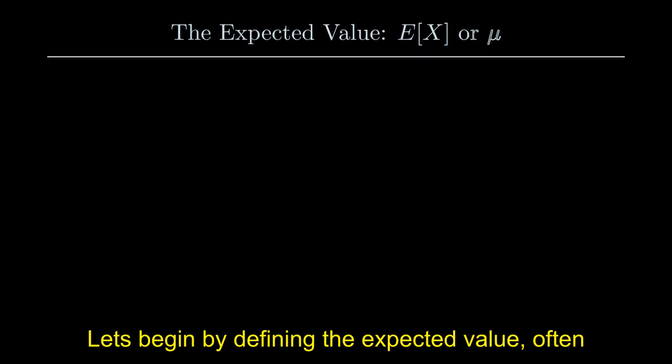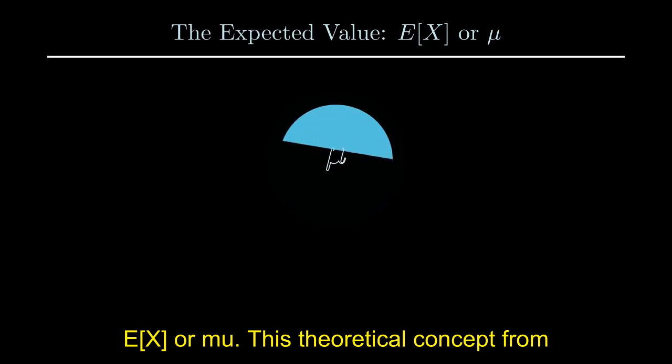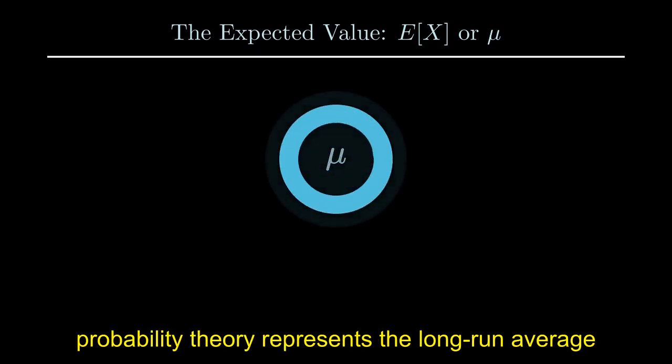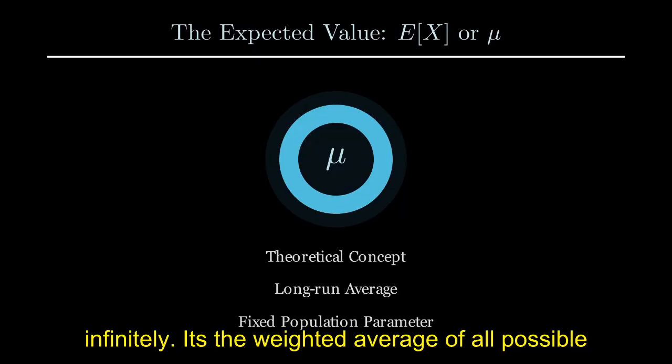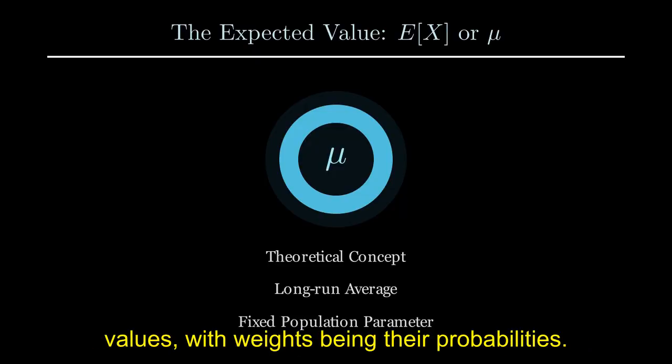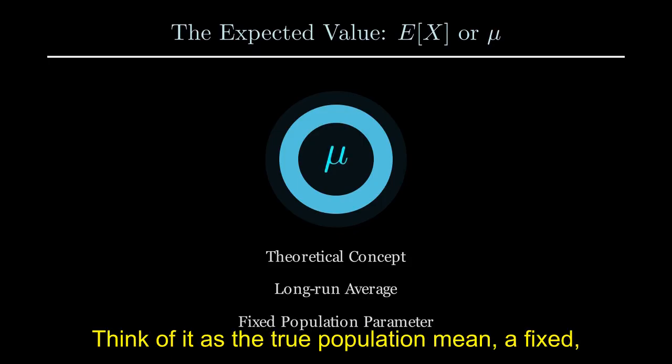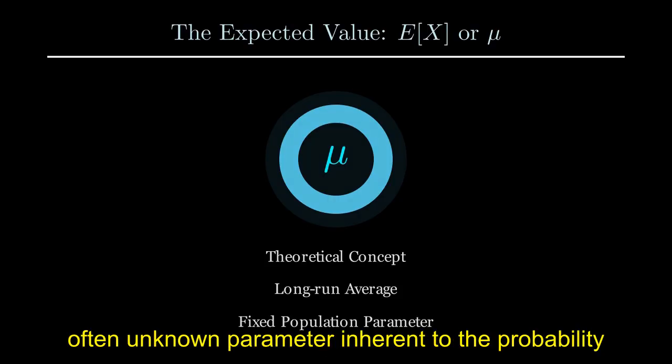Let's begin by defining the expected value, often E[X] or mu. This theoretical concept from probability theory represents the long-run average of a random variable if an experiment were repeated infinitely. It's the weighted average of all possible values, with weights being their probabilities. Think of it as the true population mean, a fixed, often unknown parameter inherent to the probability distribution.